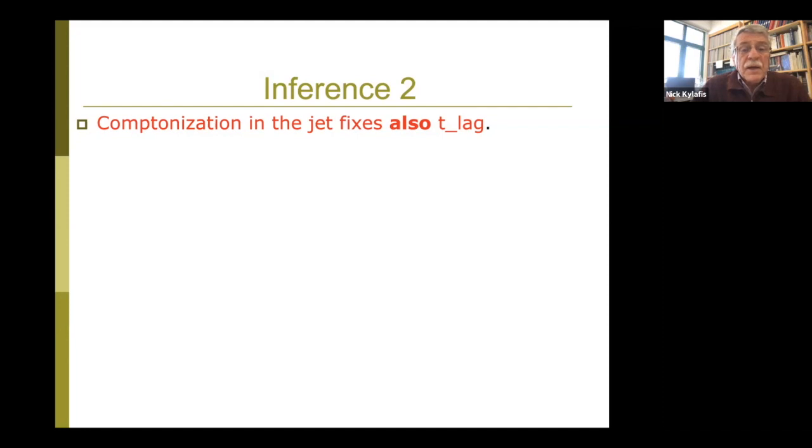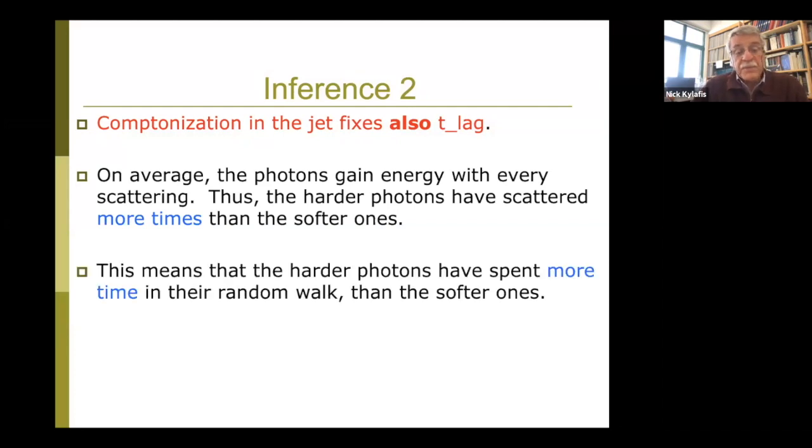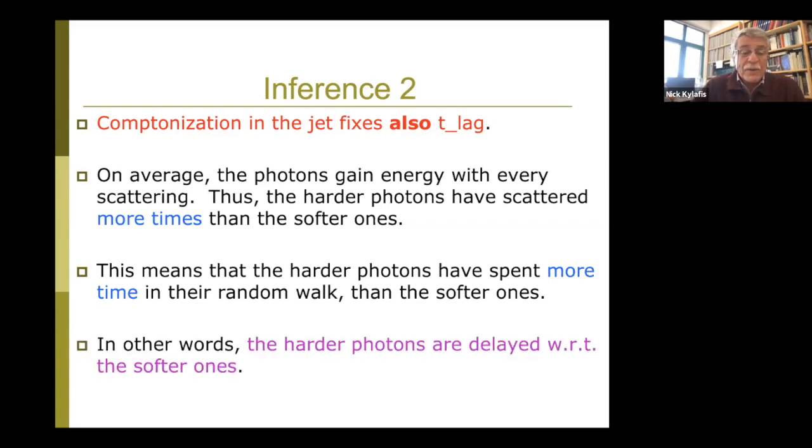So inference number two is that comptonization in the jet fixes not only gamma, but also T lag. I said that already. On average, the photons gain energy with every scattering. Thus, the harder photons have scattered more times than the softer ones. This means that the harder photons have spent more time in their random walk, and this automatically implies that the harder photons are delayed with respect to the softer ones. Since the same mechanism produces both, it's no surprise that T lag and gamma are correlated.